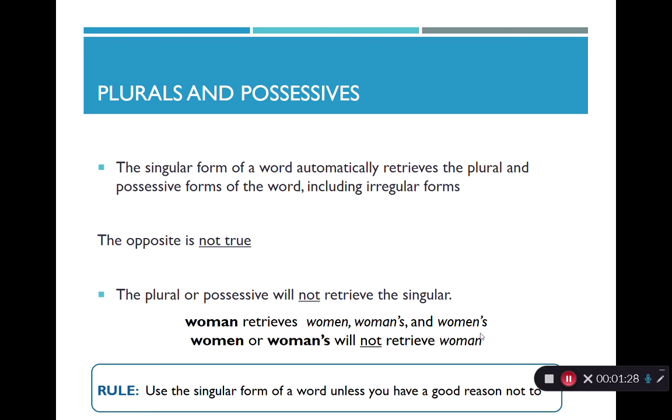So if you're confused about what to do, keep this one simple rule in mind. Use the singular form of a word unless you have a good reason not to.